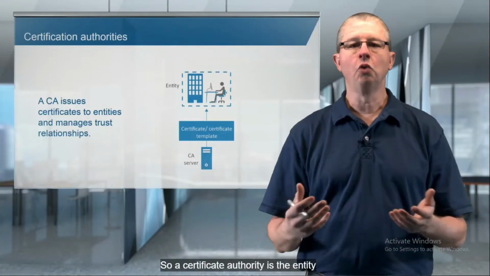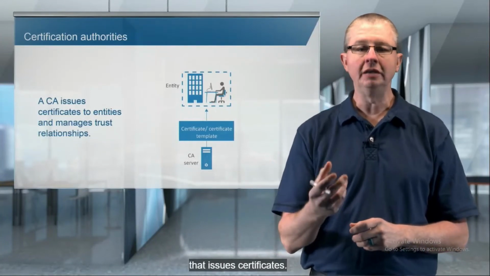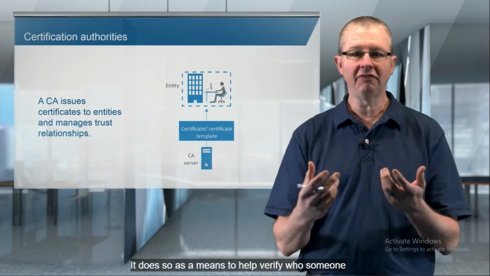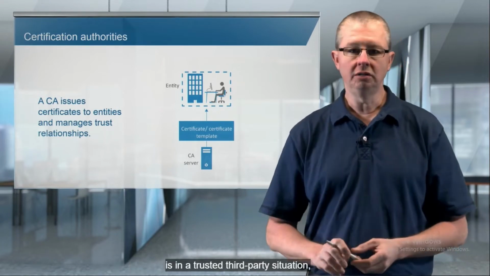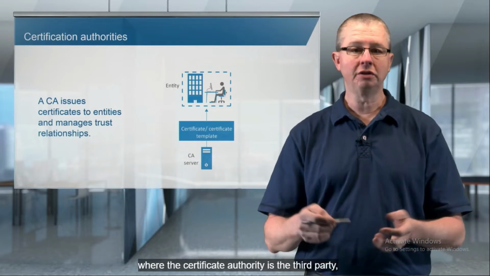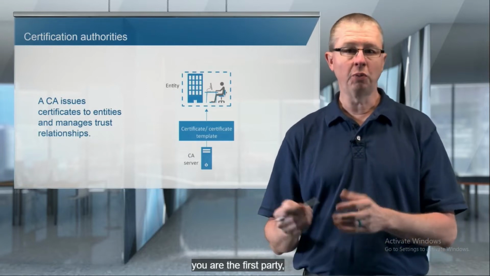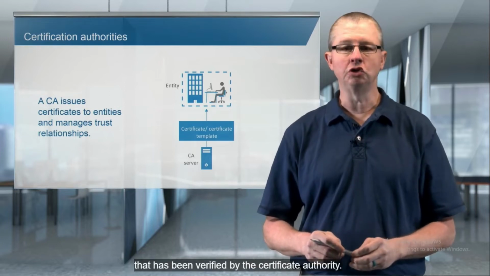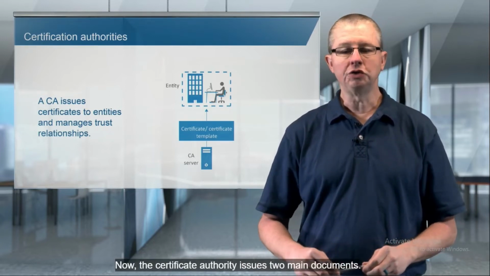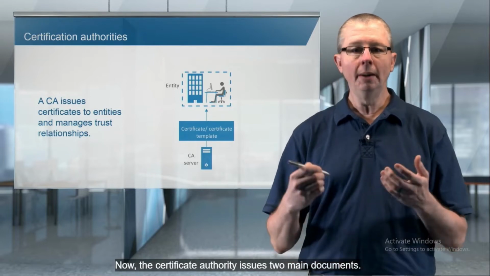So a certificate authority is the entity that issues certificates. It does so as a means to help verify who someone is in a trusted third-party situation, where the certificate authority is the third party, you are the first party, and the entity you want to talk to being the second party that is being verified by the certificate authority. Now, the certificate authority issues two main documents.